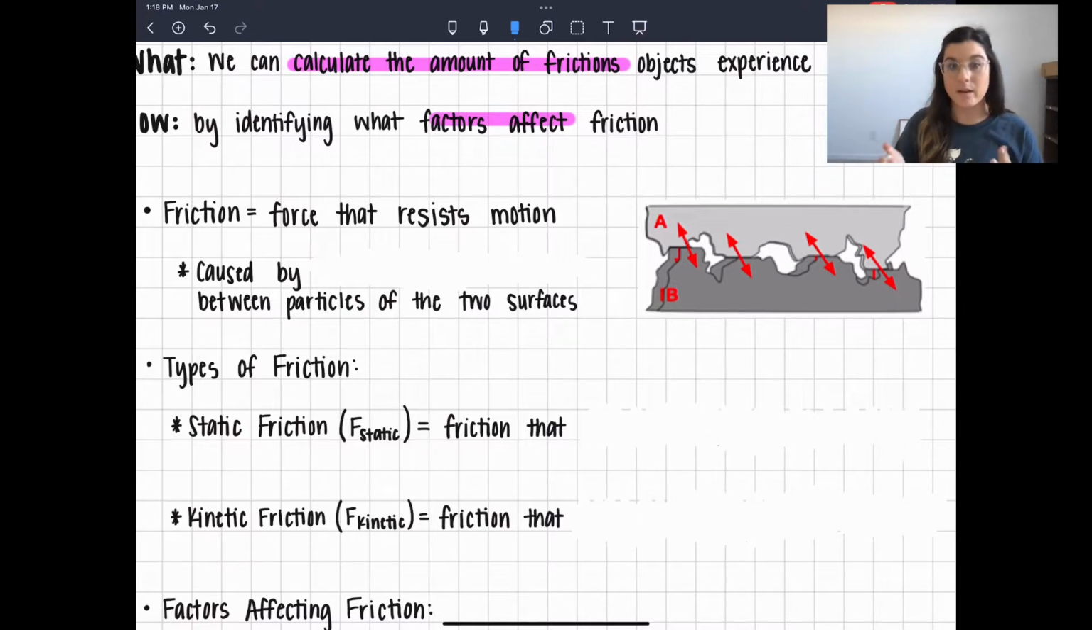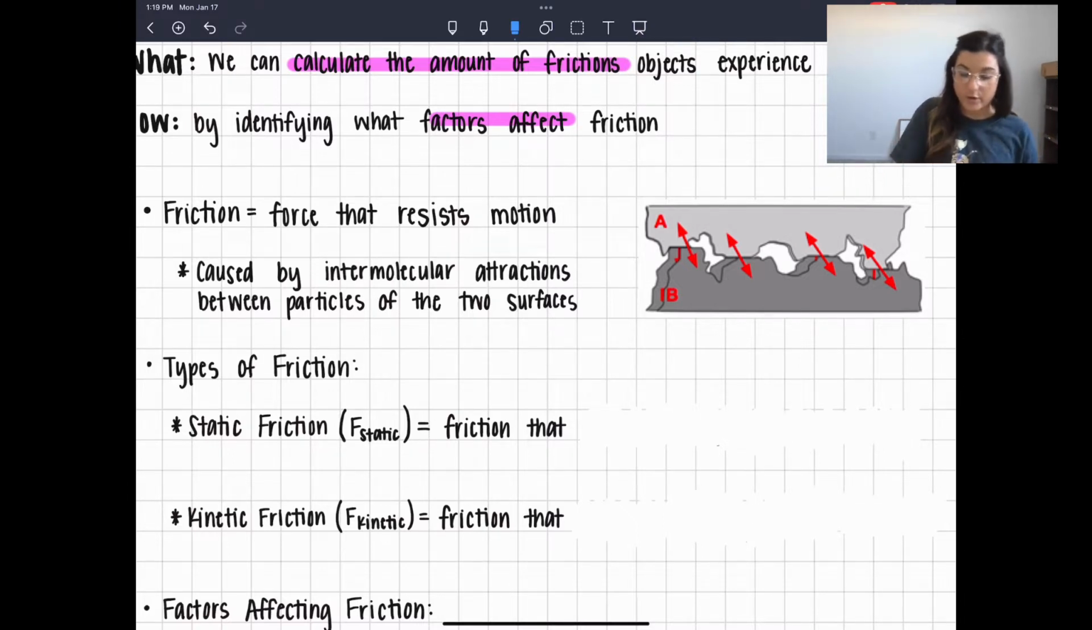I kind of think of it like the tectonic plates on the earth getting in contact with one another, pushing into one another, producing earthquakes. It's very similar to that, but on a micro level. So friction is something that is caused by those intermolecular attractions between particles on the two surfaces. So when the particles interact, that's what we see as friction.